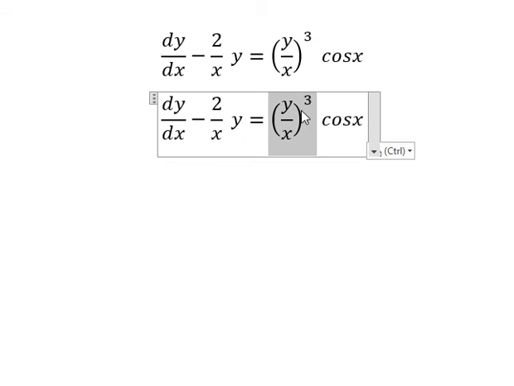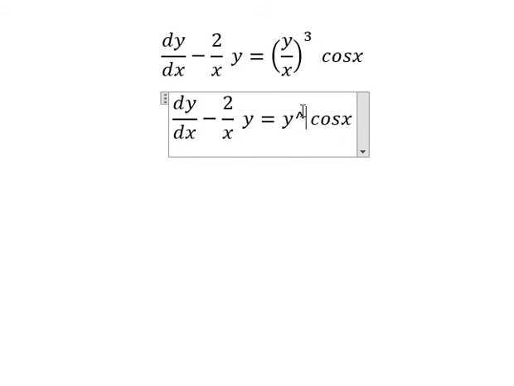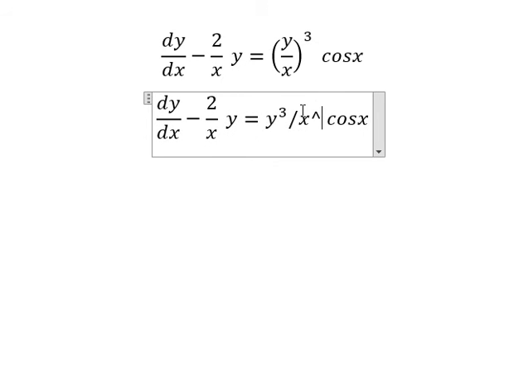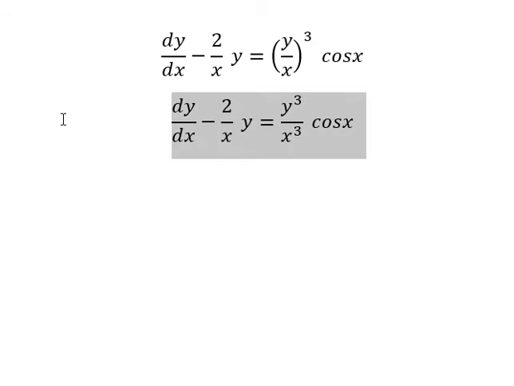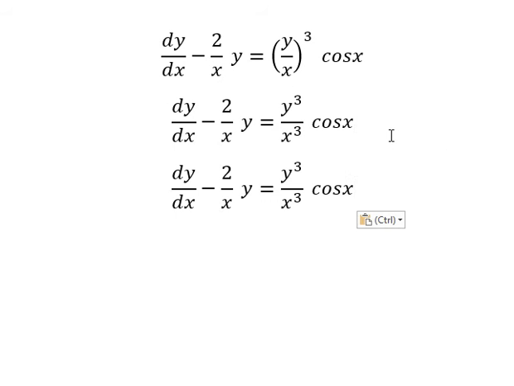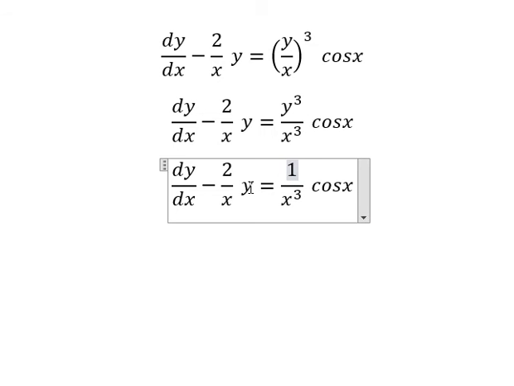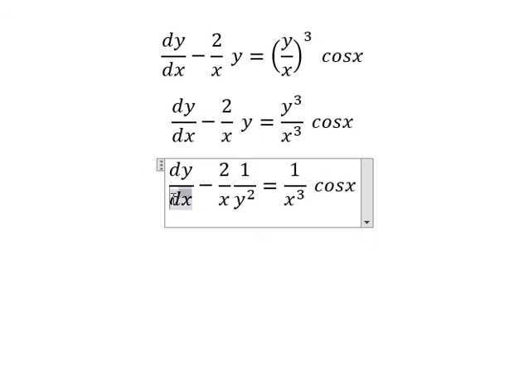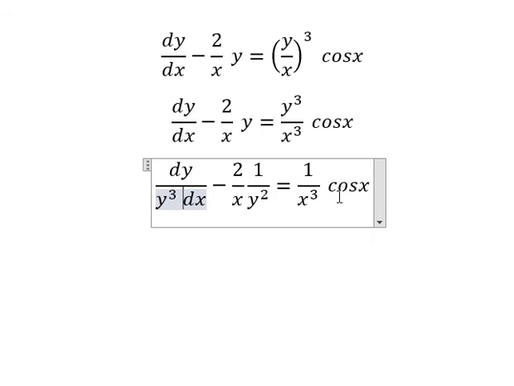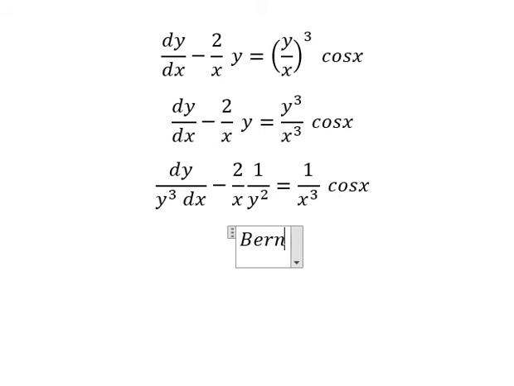This one that is about y to the power of 3 over x to the power of 3. Next, we divide both sides by y to the power of 3. We see that this is about Bernoulli's equation.